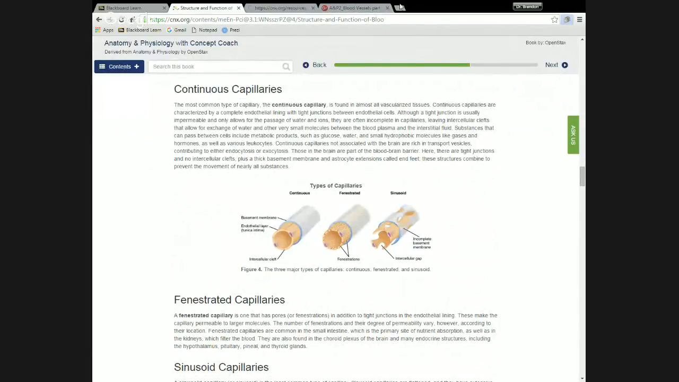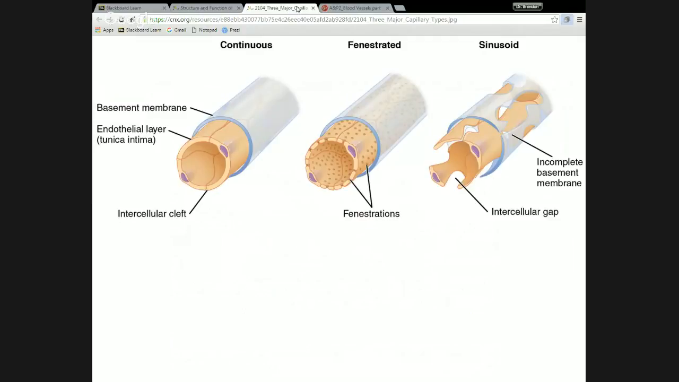So did I explain the 3 types of capillaries? Yes. Okay. Did I tell you where we find them? Yep. Where are the sinusoidal capillaries found? In the brain? No, spleen and liver. Spleen and liver, filtering organs. The kidney's a filtering organ, but it doesn't have sinusoidal capillaries.